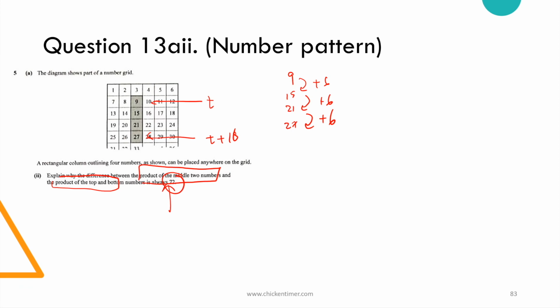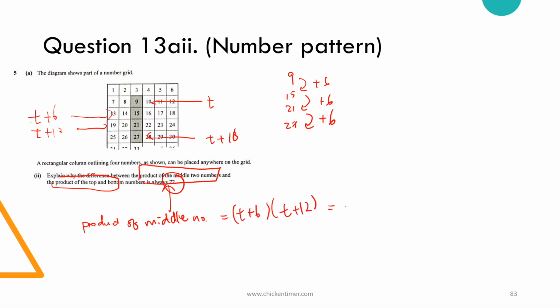So the second number here would be t plus 6, and the third number here is t plus 12. So the product of the middle numbers is t plus 6 times t plus 12, which will give you t squared plus 18t plus 72.